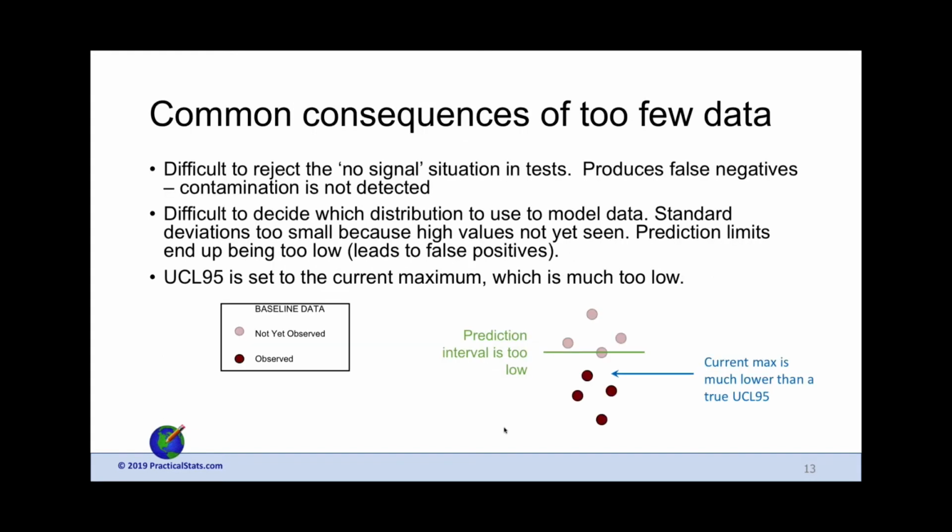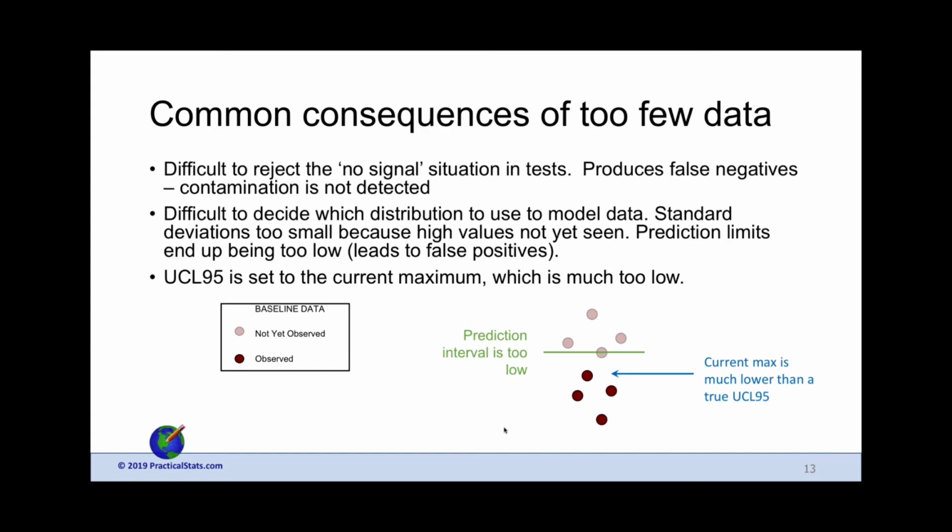So if you have too few data, what are the consequences? You probably won't be rejecting the null hypothesis of no signal, no trend, no difference from the standard in tests, no difference between the site that you're working on versus the background, that's the nice clean area. Those kind of things are going to be really hard with few data. And it doesn't prove that the problem isn't still out there. It's just that you haven't collected enough data to see it. So it produces false negatives in tests.